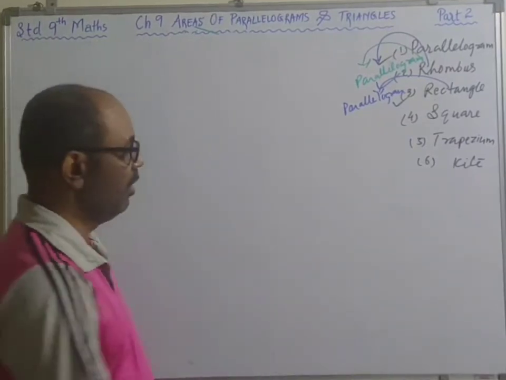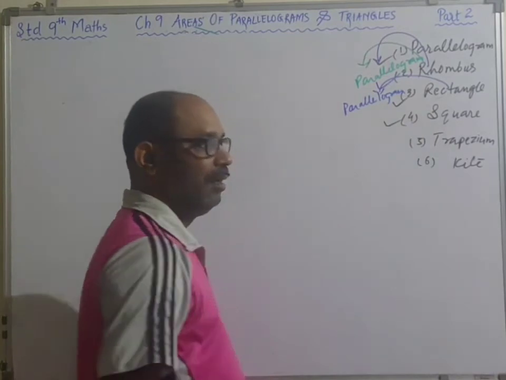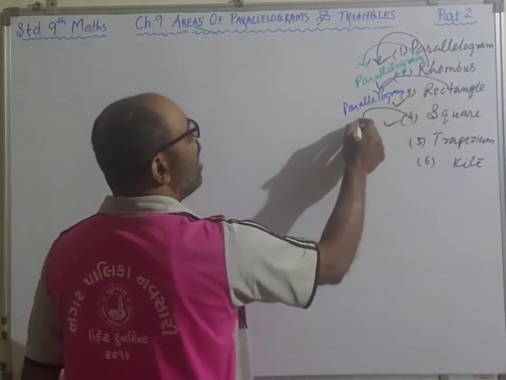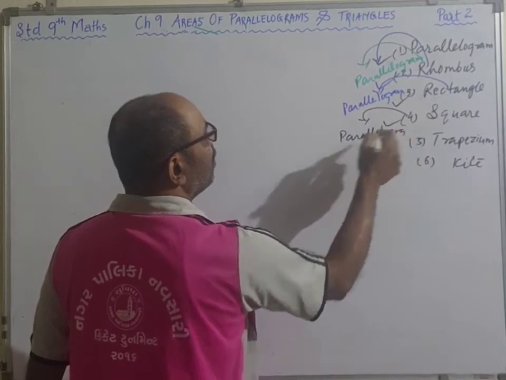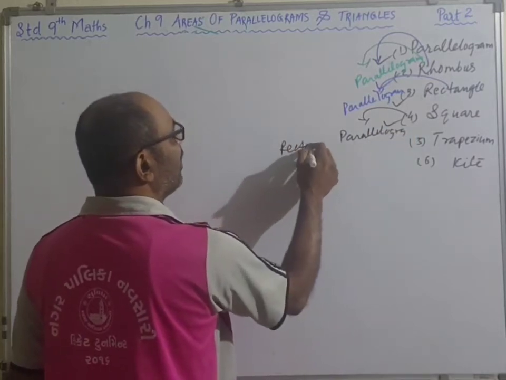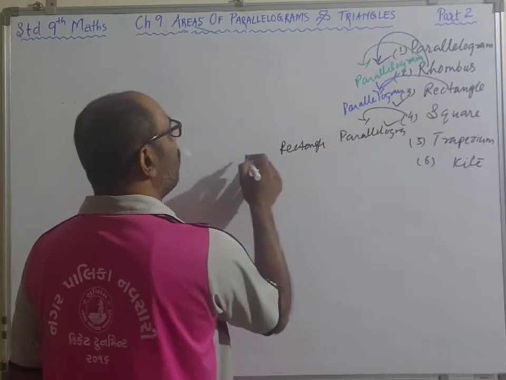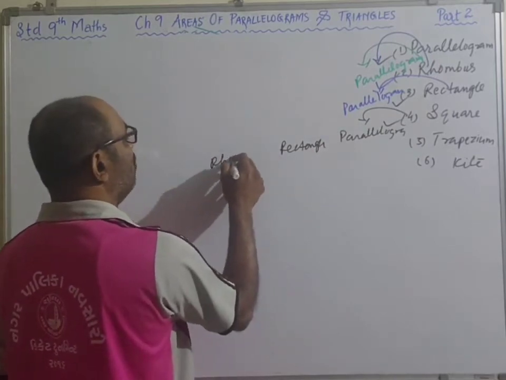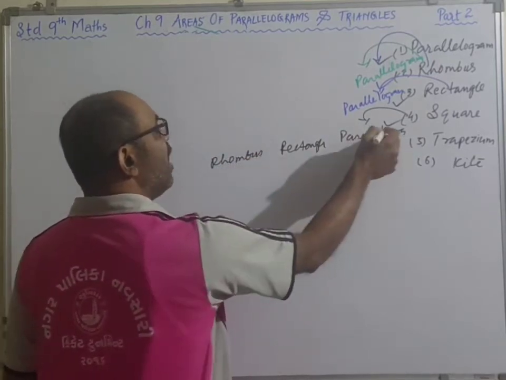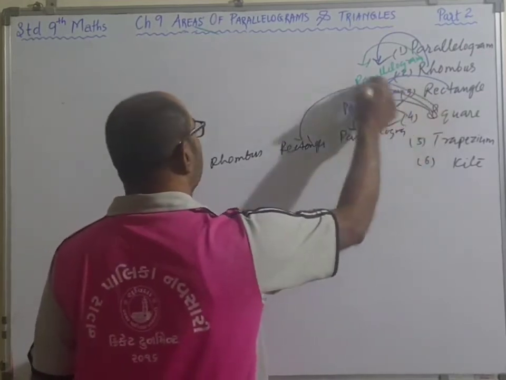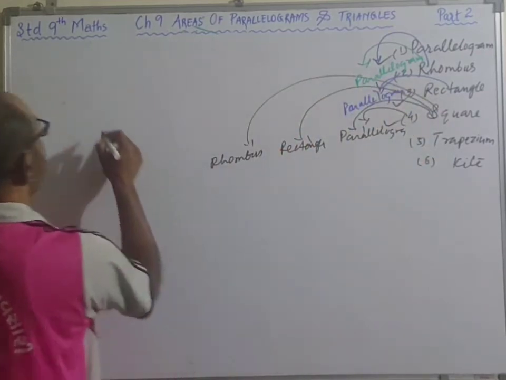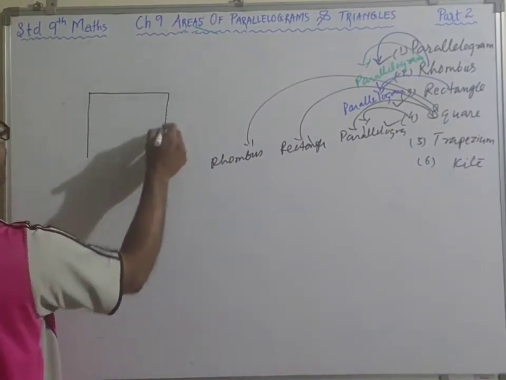Okay, children, area of square. Let's see. Now you know square is a parallelogram, square is a rectangle, and square is a rhombus. तीनों है. Square is parallelogram, true. Square is rectangle, true. Square is rhombus, true. तो square की तो बहुत सारी फॉर्मूला हो जाएगी.